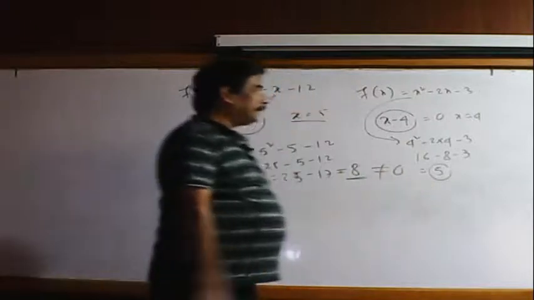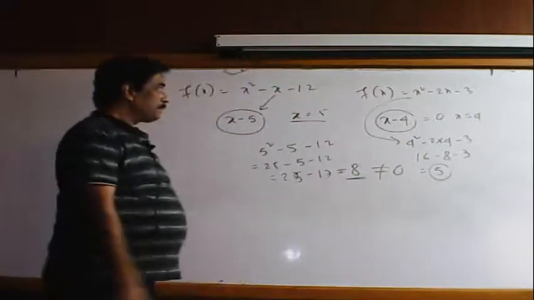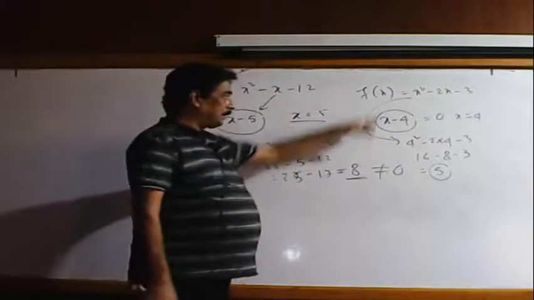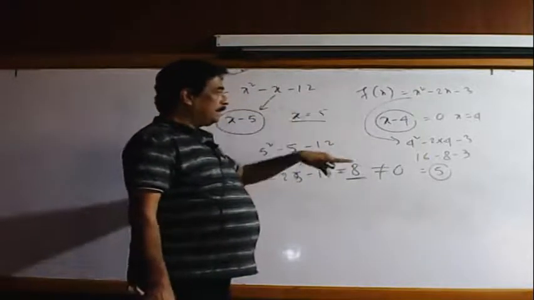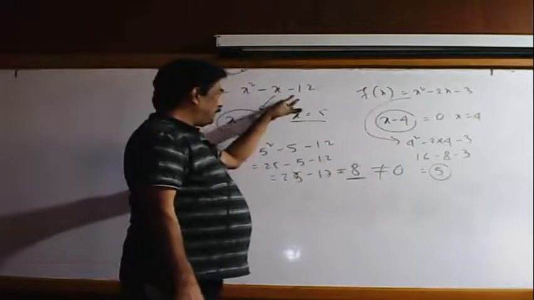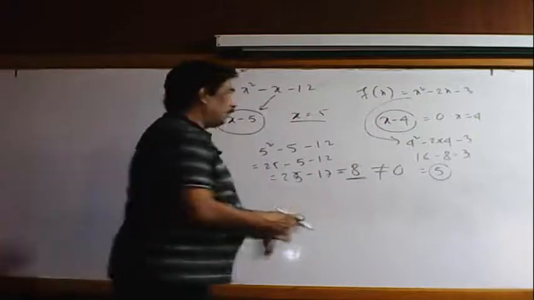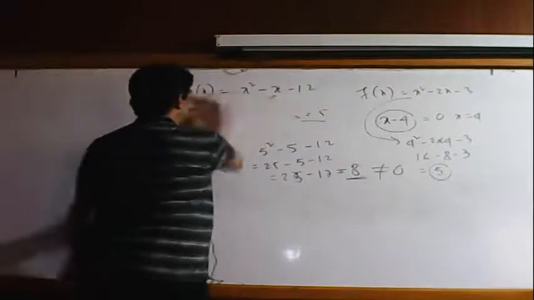This is the most popular area, basic level. Examine whether this one or that one is a factor of the given expression or not. If not, then find out the remainder when the given expression is divided by x minus 5 or x plus 4. Now, next application.